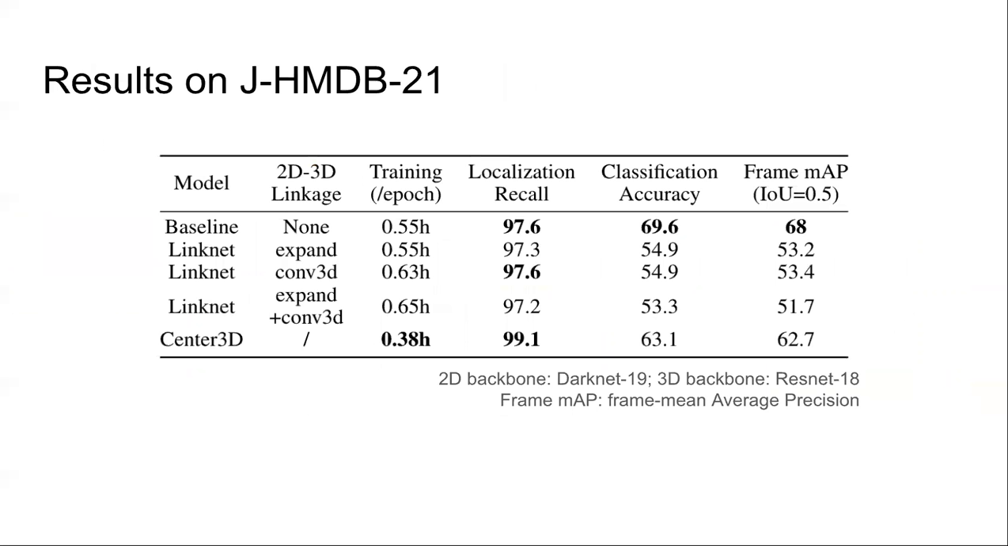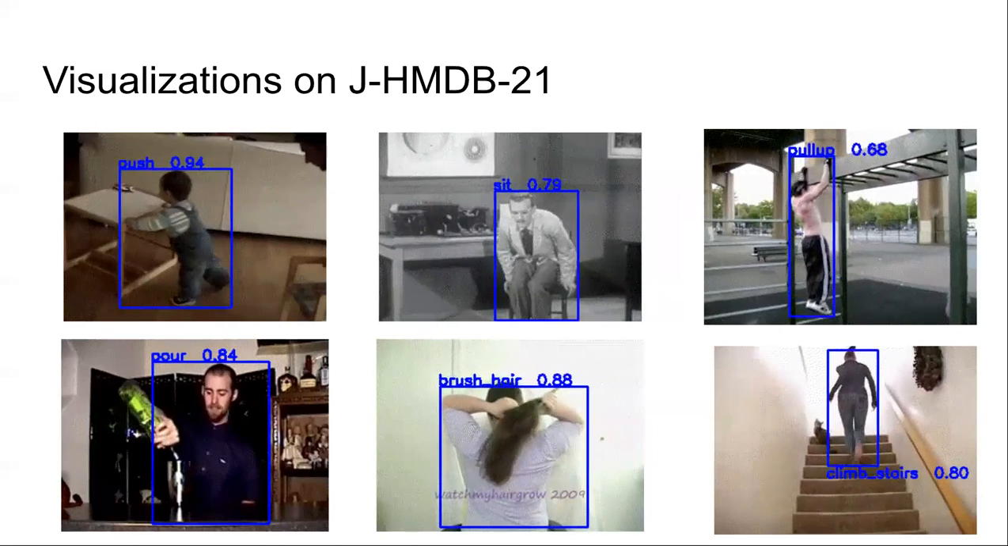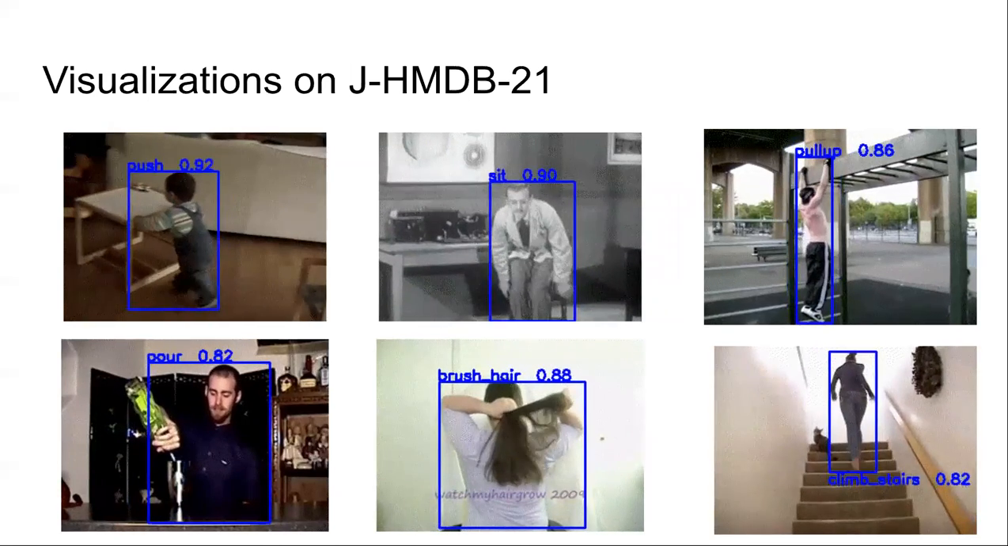Here are the results on the JHMDB. We try LinkNet with several linkage variations and the Center 3D. LinkNet suffers from a very low classification accuracy, which is because the 2D features blur the information in the 3D CNN after adding the link layers. The Center 3D, however, has a very good recall in a short training time. Here are some visualization results on the JHMDB.